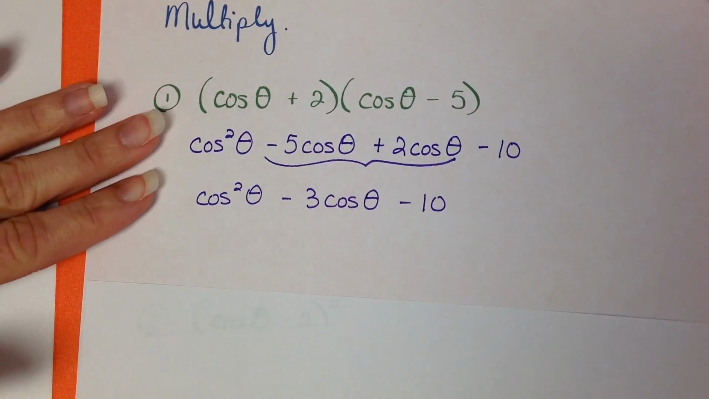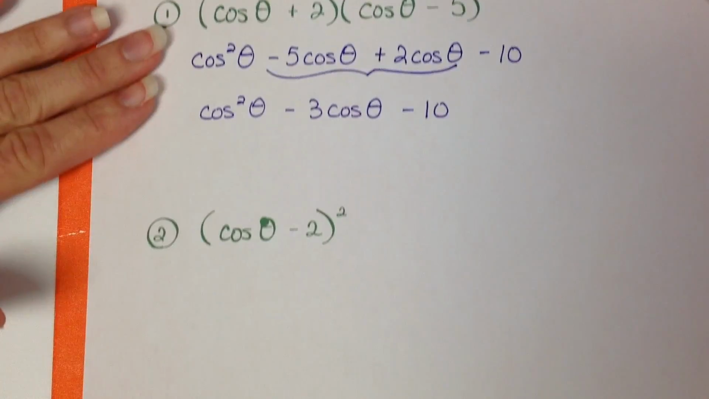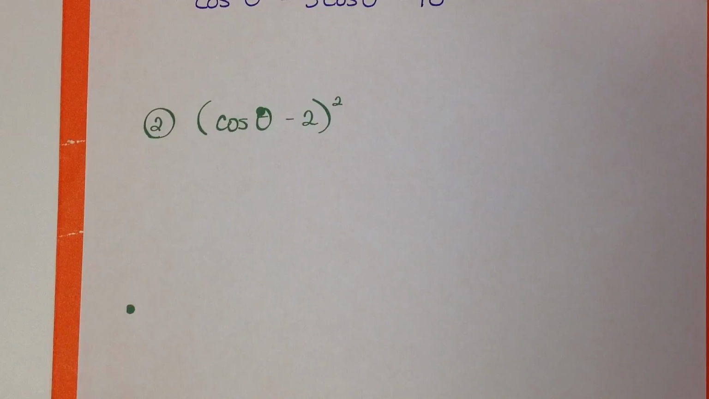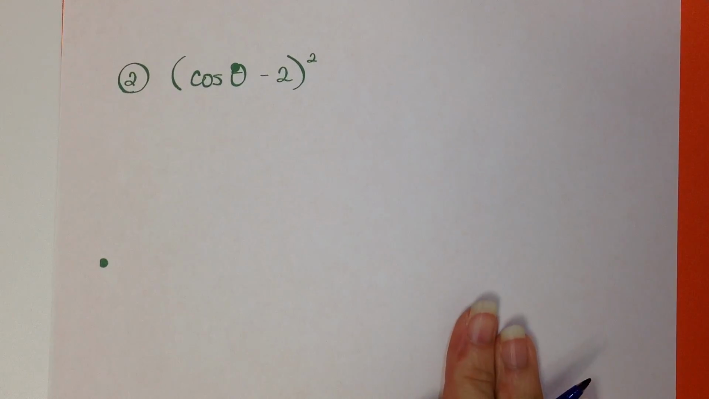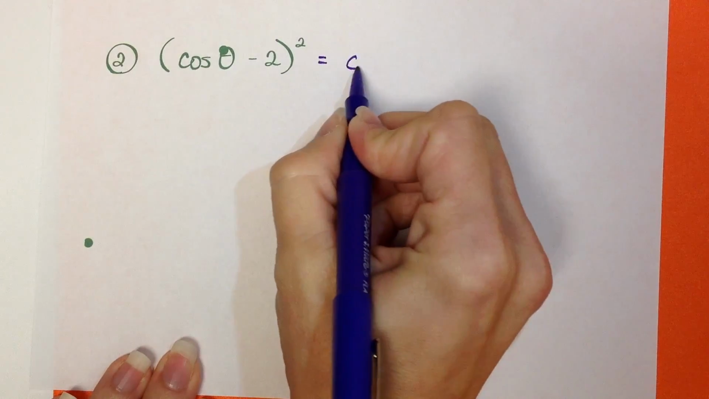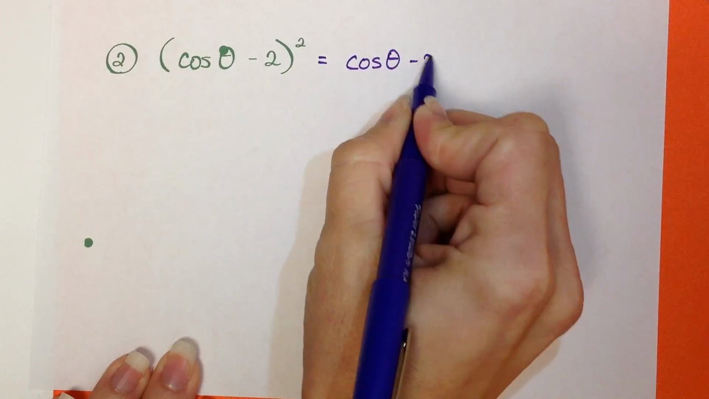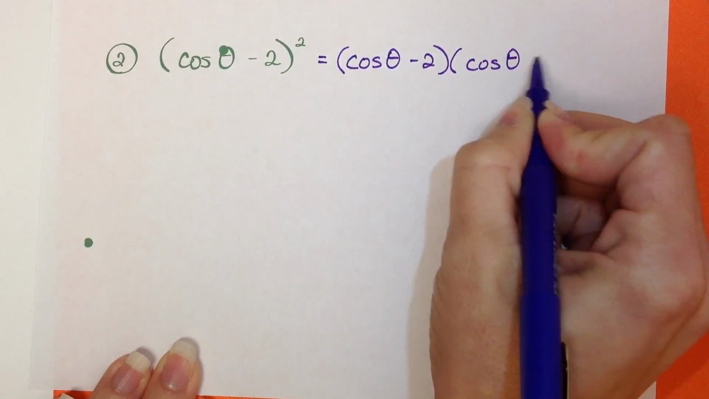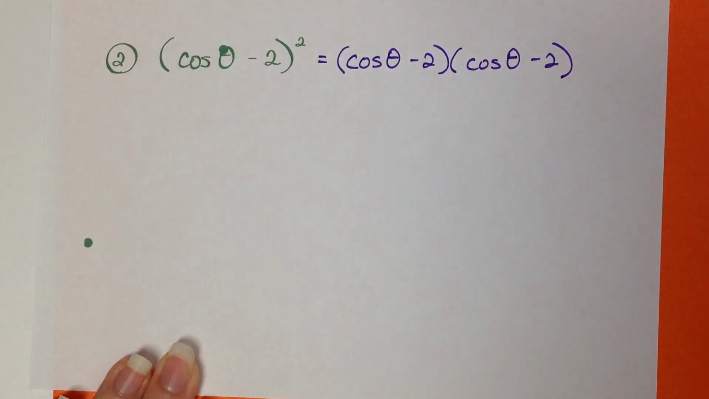Okay, next one. Okay, this is still multiplication. Of course, this time I just have the one set of parentheses to the second power, but as we have seen in an algebra course, this is just the same thing as having 2 of those binomials. So it being to the second power means that you multiply it times itself. So just write it down twice, and now do the same thing that I did a while ago with my FOIL method.